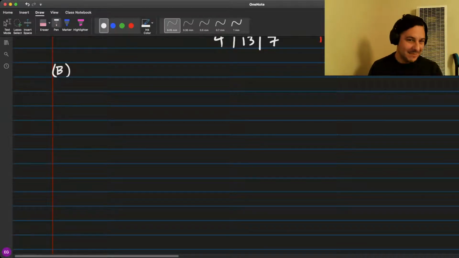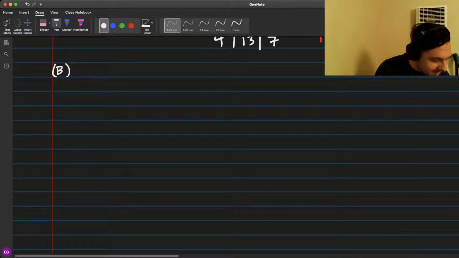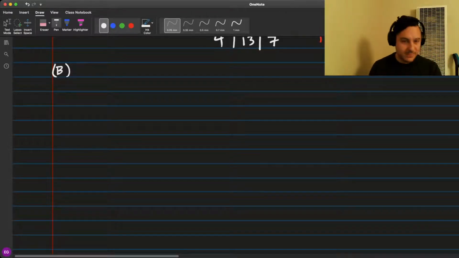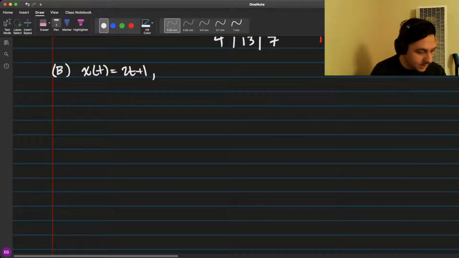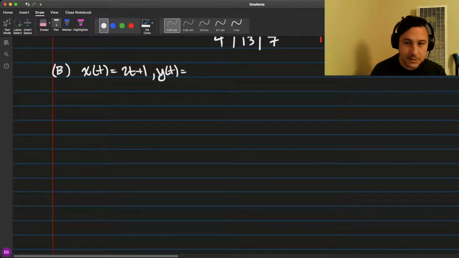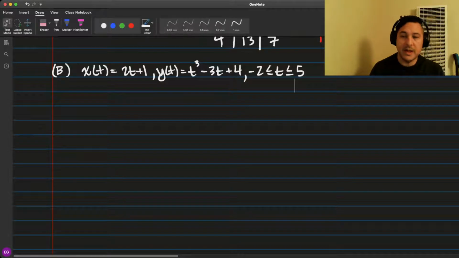Okay, so we got B here. Let's do a second example. For this example, let's do a more complicated one, just so you can see the interesting shapes that you get. So let's do x of t equals 2t plus 1. Let's do y of t equals t cubed minus 3t plus 4. And let's do it from -2 to 5.